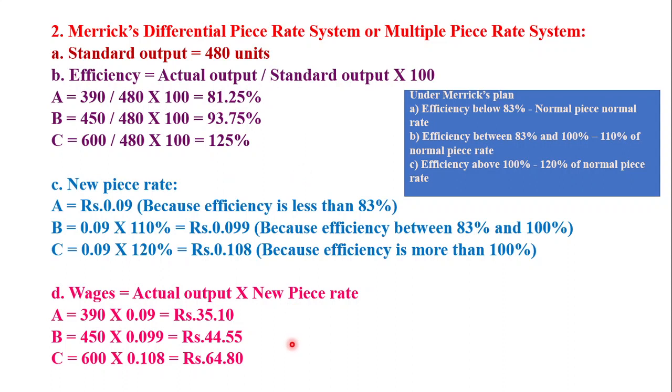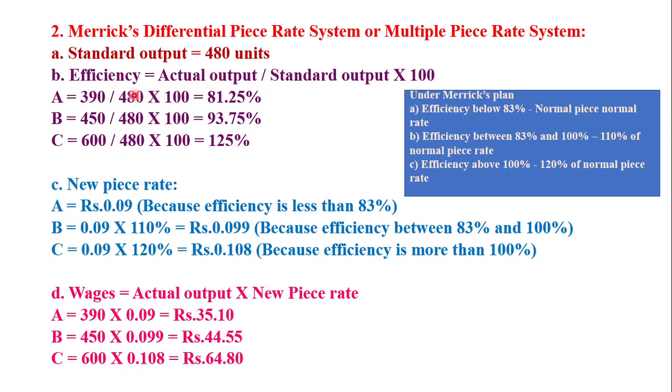Next, now we are going to calculate the wages under Merrick's differential piece rate system. The first one is standard output, which we have calculated, that is 480 units. Then we have to calculate efficiency for all the 3 workers A, B, C. The formula is actual output divided by standard output into 100. Actual output is already given in the problem for workers A, B, C, that is 390, 450, 600, and the standard output we have calculated, that is 480 units, into 100.